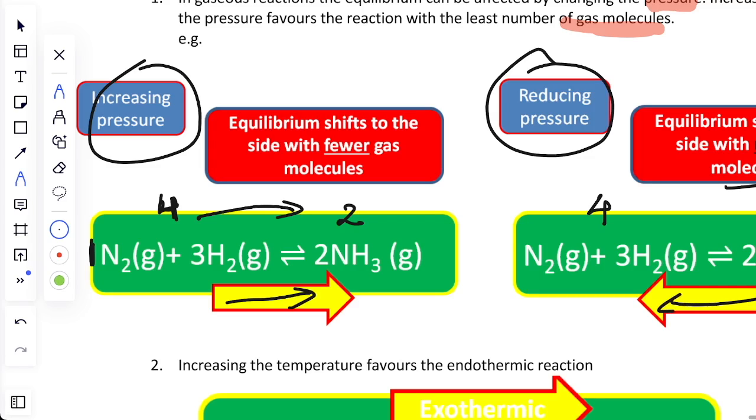Remember, an equilibrium reaction can either shift to the right or shift to the left. But we can make it shift to the right or shift to the left by 2 factors, pressure and temperature. If I increase the pressure of a certain type of reaction, it will favor the side with fewer molecules, so in this case, to the right. And if I reduce the pressure, it will favor the side with more molecules, hence why it will shift to the left. Let's look at the other factor.